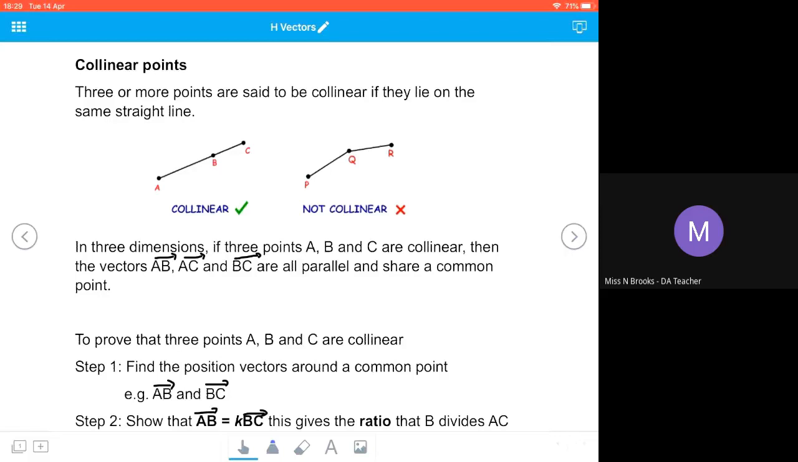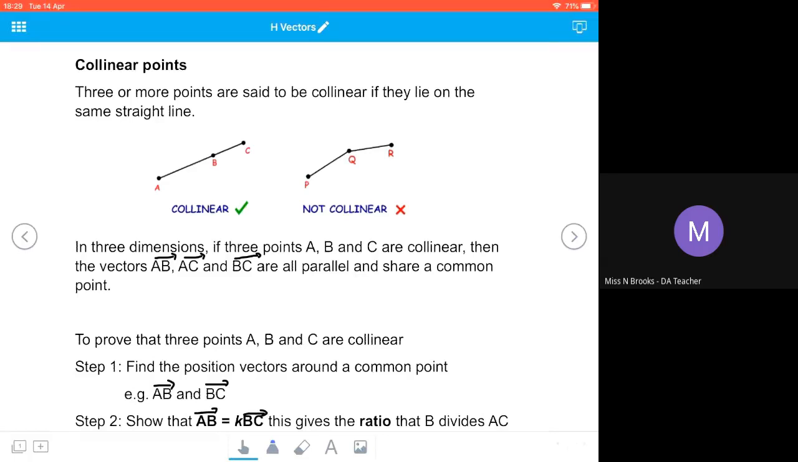So the third video in our Higher vector series is on collinear points. When a series of points lie on the same straight line, the points are said to be collinear. Now we've already looked at collinearity with points on a straight line.